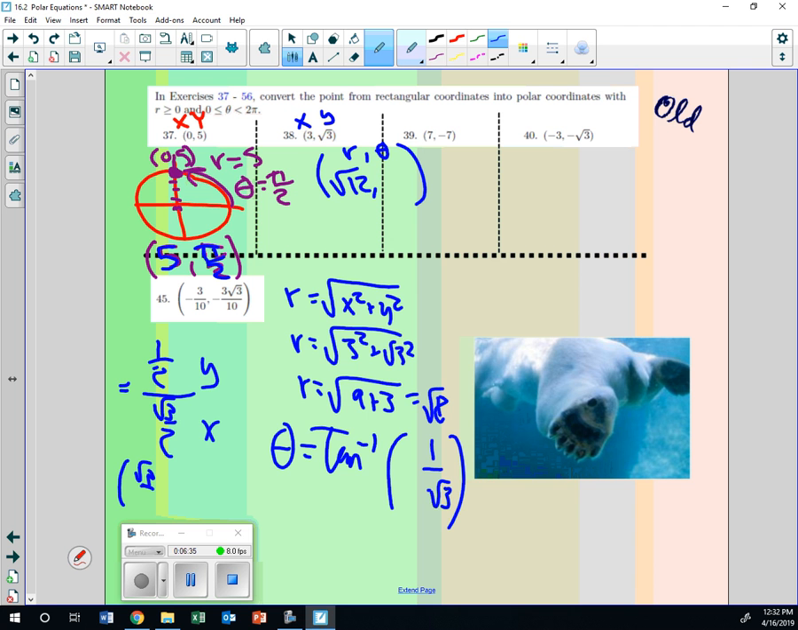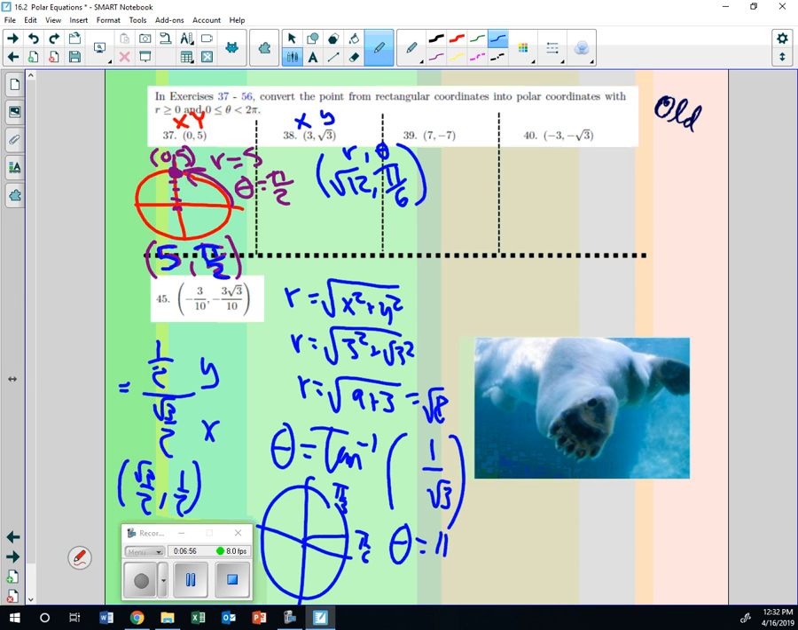What arc length does that connect to on the unit circle? You go over square root of 3 over 2, up 1/2. Is it pi over 3 or pi over 6? Pi over 6, yep. So there you have it. Theta is pi over 6.